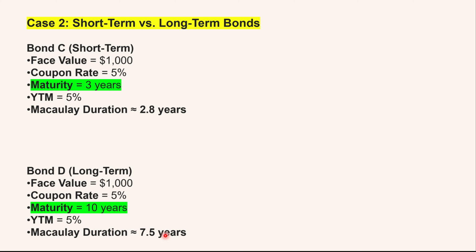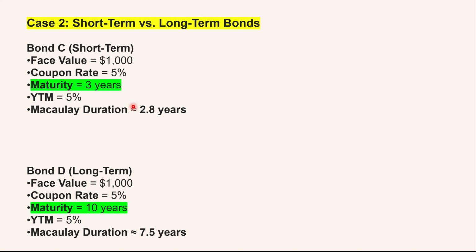So longer maturity bonds have higher duration because a larger portion of their value comes from distant future payments. Okay, whereas short-term bonds have lower duration because the principal is recovered sooner.